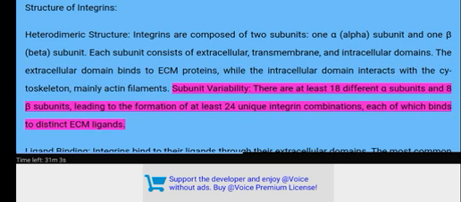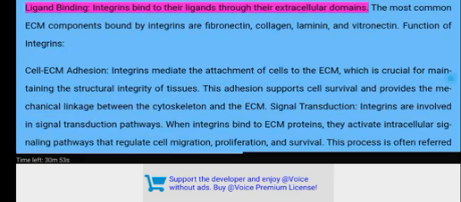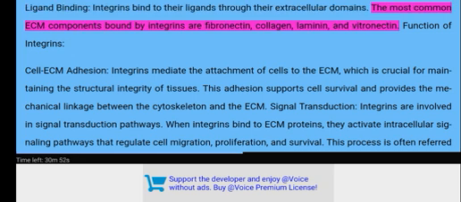Subunit variability. There are at least 18 different alpha subunits and 8 beta subunits, leading to the formation of at least 24 unique integrin combinations, each of which binds to distinct ECM ligands. Ligand binding. Integrins bind to their ligands through their extracellular domains. The most common ECM components bound by integrins are fibronectin, collagen, laminin, and vitronectin.